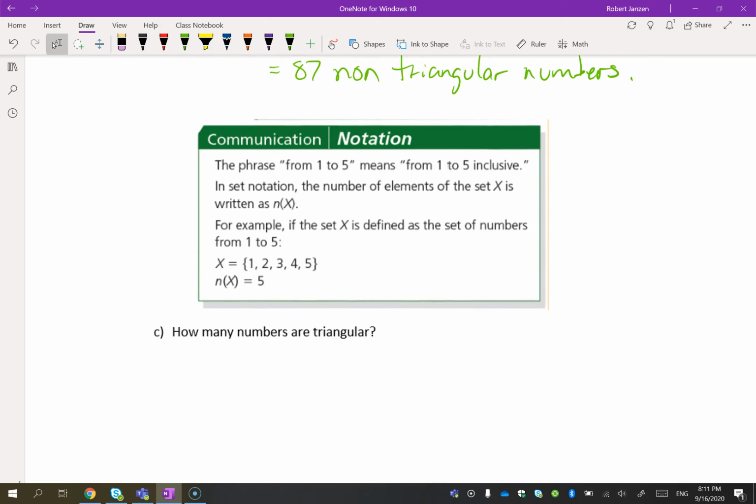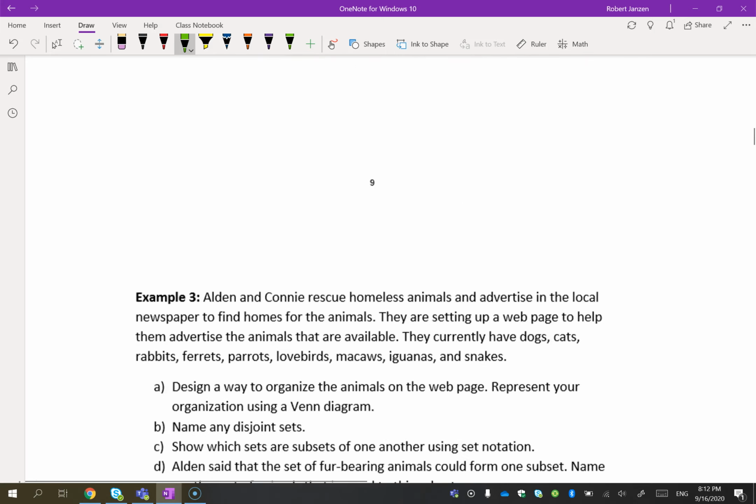Now, quick question here. You can look at this notation comment here. Let's see how many numbers are triangular. If we don't go from 1 to 100, if we look at any numbers, how many are triangular? Don't forget that the list we had would go on forever, so there is an infinite number in that set. No matter what number you think of as a triangular number, there's always going to be one bigger. Okay? Let's go to the next example.